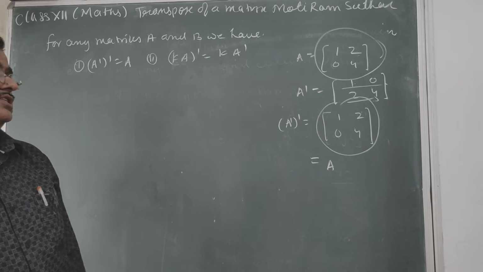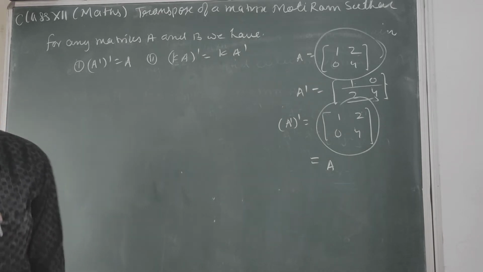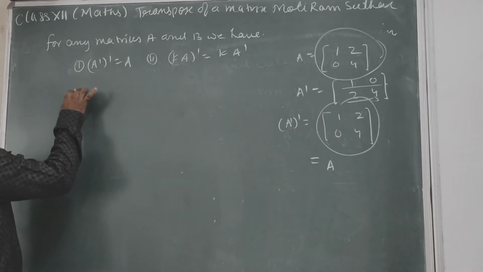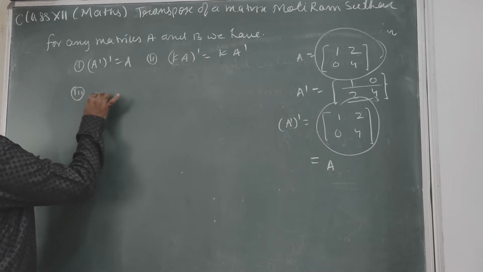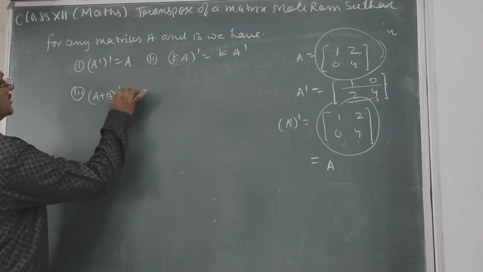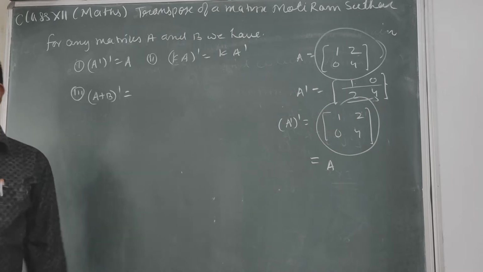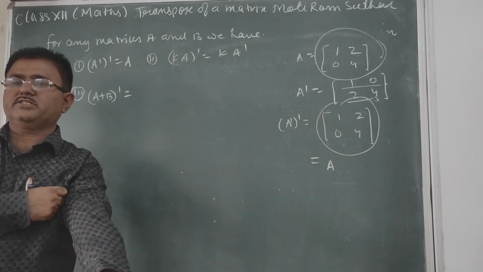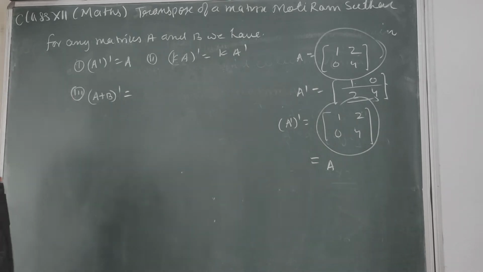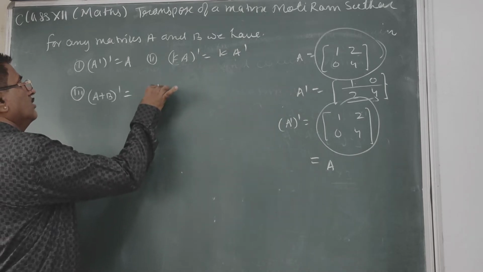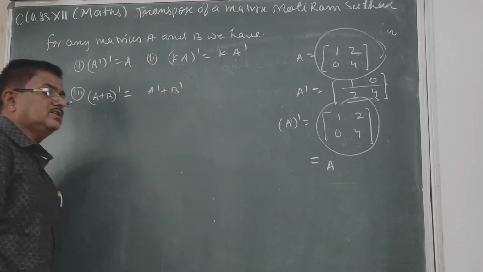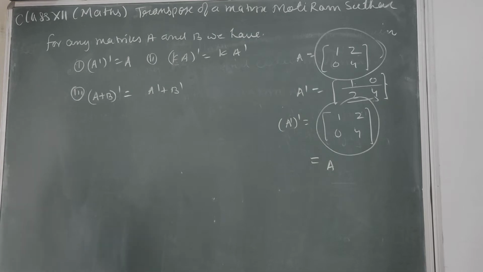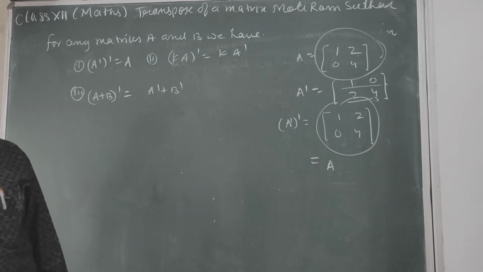So this is the second property, third: (A + B) whole transpose. If you want to find the transpose of a sum of matrices, then that is also equal to the sum of their transposes. Later on we will see with the help of an example how this property works. (A + B) transpose equals A transpose plus B transpose.